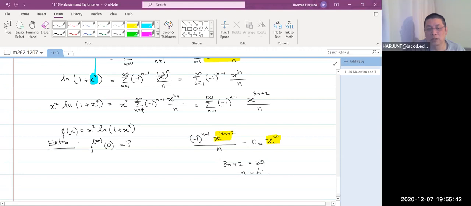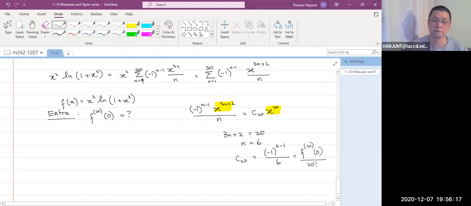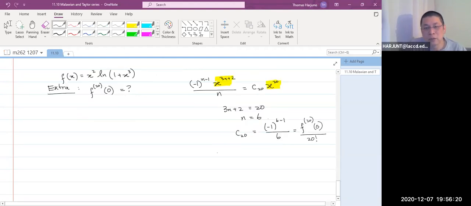And n equals 6, right? n equals 6. Now then, we know that c 20th equals (-1)^(6-1) over 6, which is equal to the 20th derivative at 0 over 20 factorial. Okay, so then we can say that the 20th derivative at 0 equals negative 1/6 times 20 factorial.